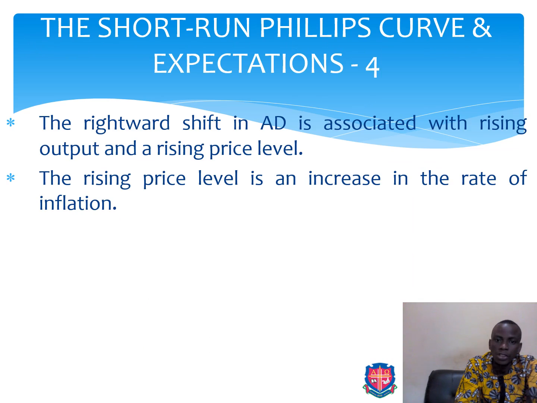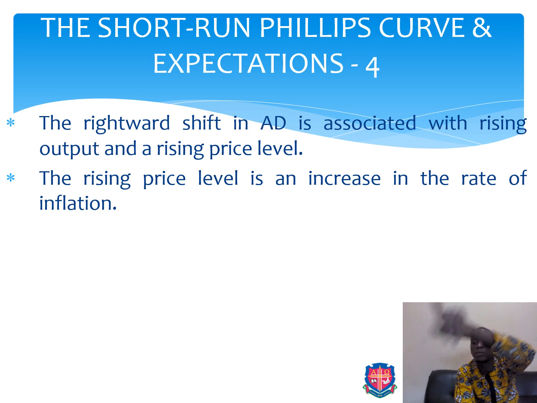So the rightward shift in aggregate demand is associated with rising output and a rising price level, just like we saw earlier the first time we looked at the shifts in aggregate demand and the Phillips curve. When the aggregate demand curve moves to the right, prices will increase, production will increase, and then the unemployment rate will fall. We'll have movements alongside the Phillips curve.